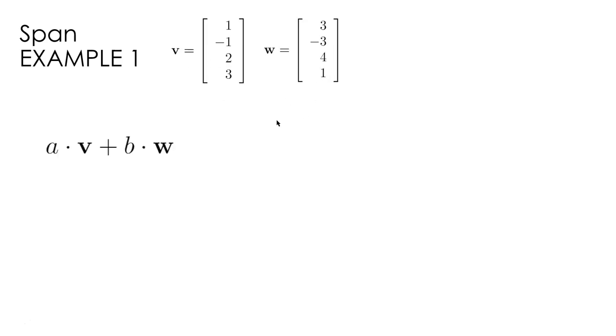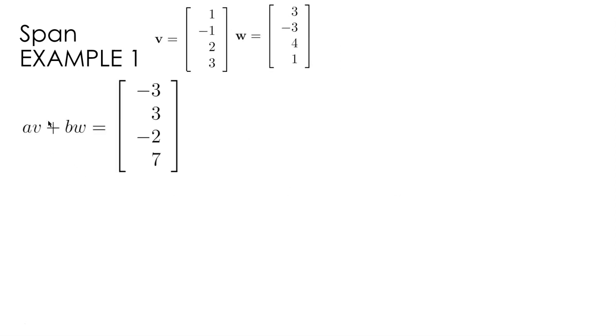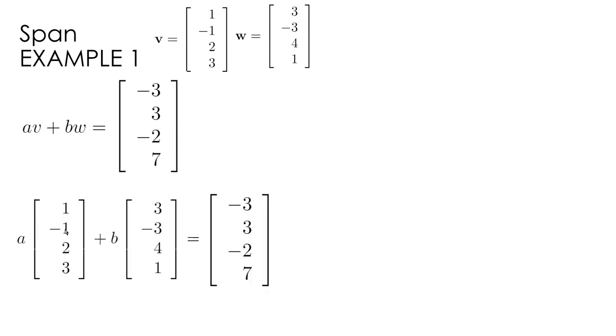I want to know, so the span of v and w is all the vectors av plus bw, and they're in R4 because we have 4 slots. Is -3, 3, -2, 7 in the span? Can I write av plus bw and get that vector? Putting v and w in there, I'm saying a times this vector plus b times that vector gives me this vector. I now have a set of equations: a plus 3b equals -3, negative a minus 3b equals 3, etc.